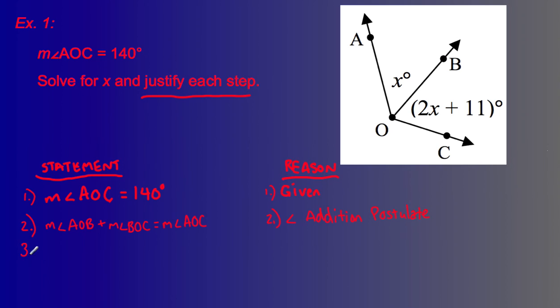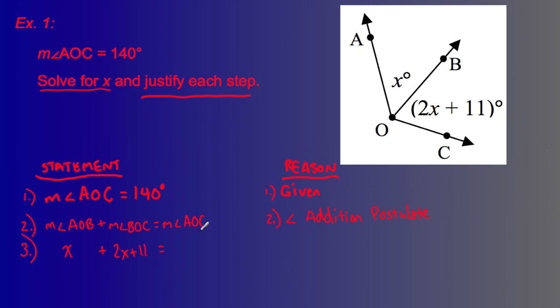Alright, so now where can we go from there? We're still, again, our goal is to solve for x. How about we substitute in values into this equation? So we know from our diagram that the measure of angle AOB is some number x. So let's substitute that x in. Measure of angle BOC is expression 2x plus 11, so let's plug that in.